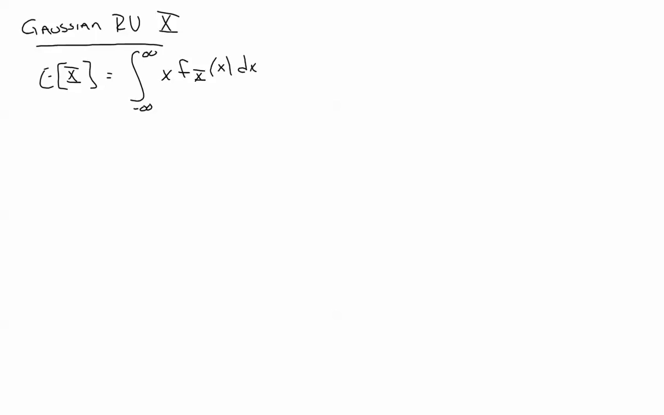That's how we do it. And let's plug in my PDF. I get an integral from minus infinity to plus infinity of x times e to the minus (x minus m) quantity squared over 2 sigma squared, over sigma square root of 2 pi, dx.